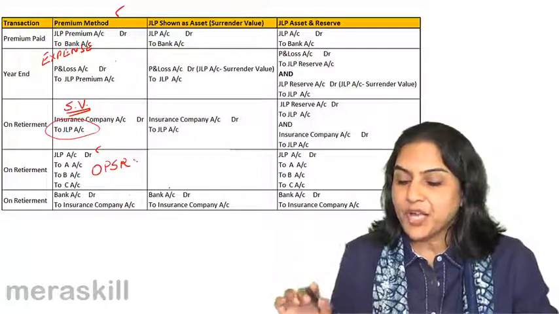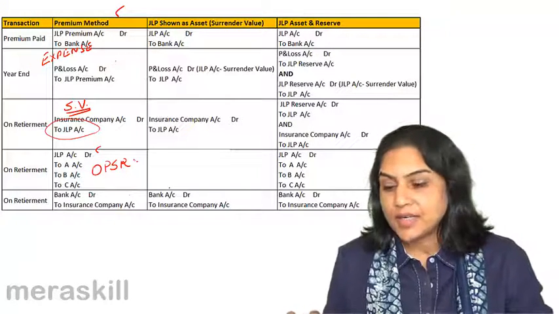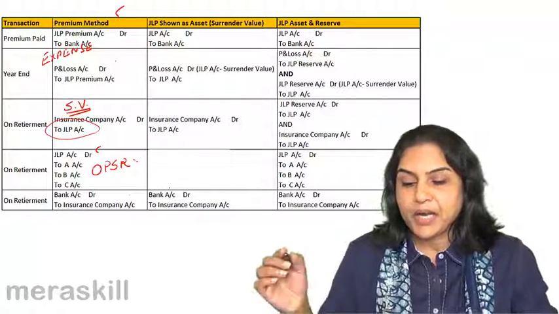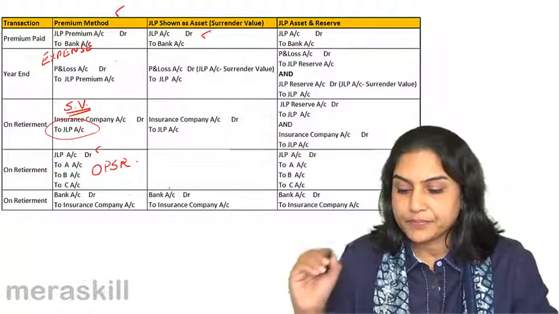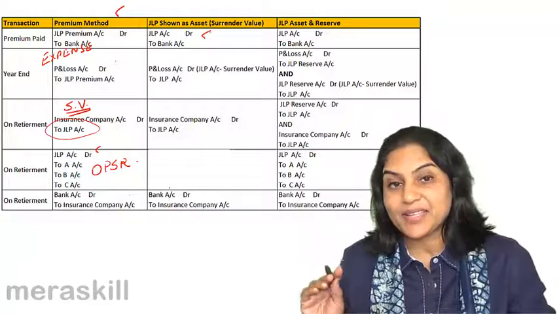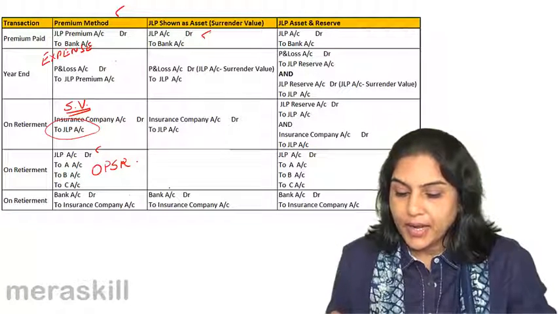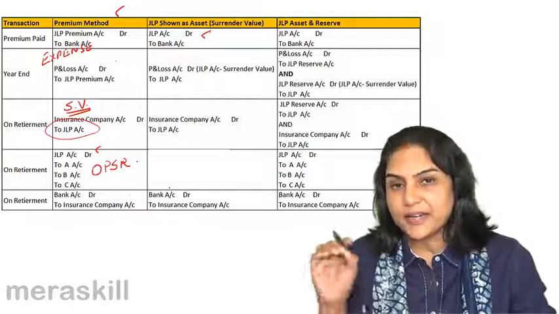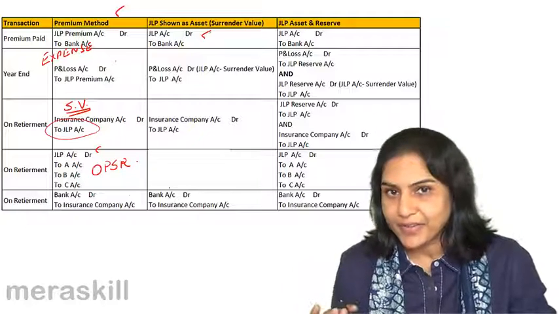But what happens if JLP is shown as an asset? It will be shown at the surrender value. So, when premium is paid, JLP account debit to bank. JLP, what is JLP? It's an asset. End of the year, this asset, but we can show it only at its surrender value. We cannot show it at a higher value, right?